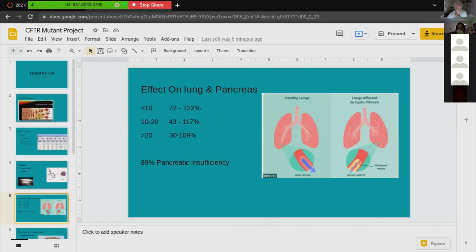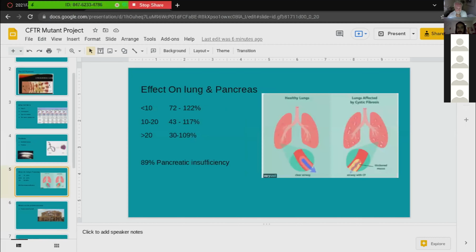And this is just because of the whole mucus issue. As you get older, it gets harder to breathe, and it can result in death. Most deaths are in the mid-20s or higher. And for effects on the pancreas, it shuts down the whole pancreas, and only about 11% of the pancreas actually ends up working.